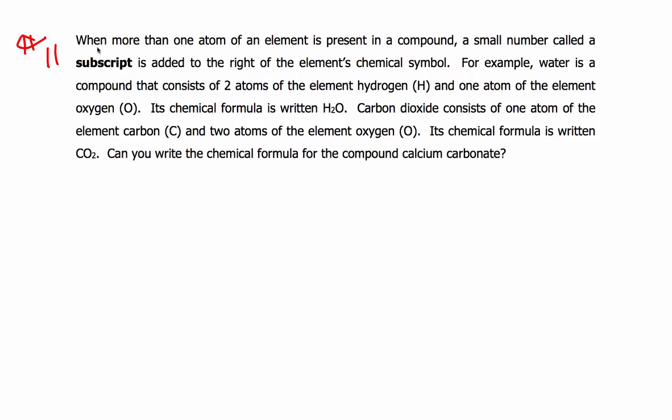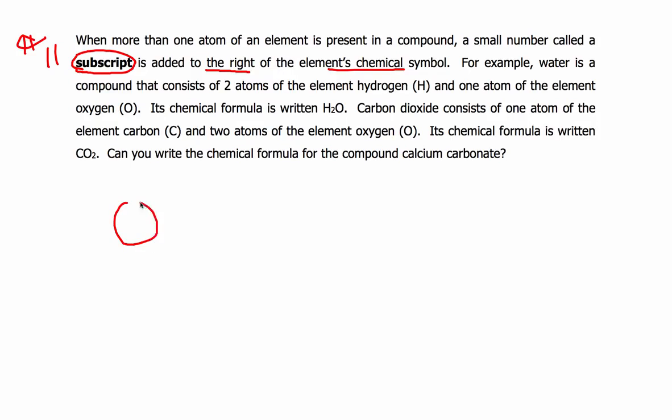This is the paragraph where we're going to look at what subscripts are, these little numbers to the right of a chemical formula when we write a chemical formula. So here we go. When more than one atom of an element is present in a compound, a small number called a what? It's called a subscript. So let's get that keyword down, is added to the right of the element's chemical symbol. Okay? So for example, water is a compound that consists of two atoms of the element hydrogen and one atom of the element oxygen. So let's look at that.